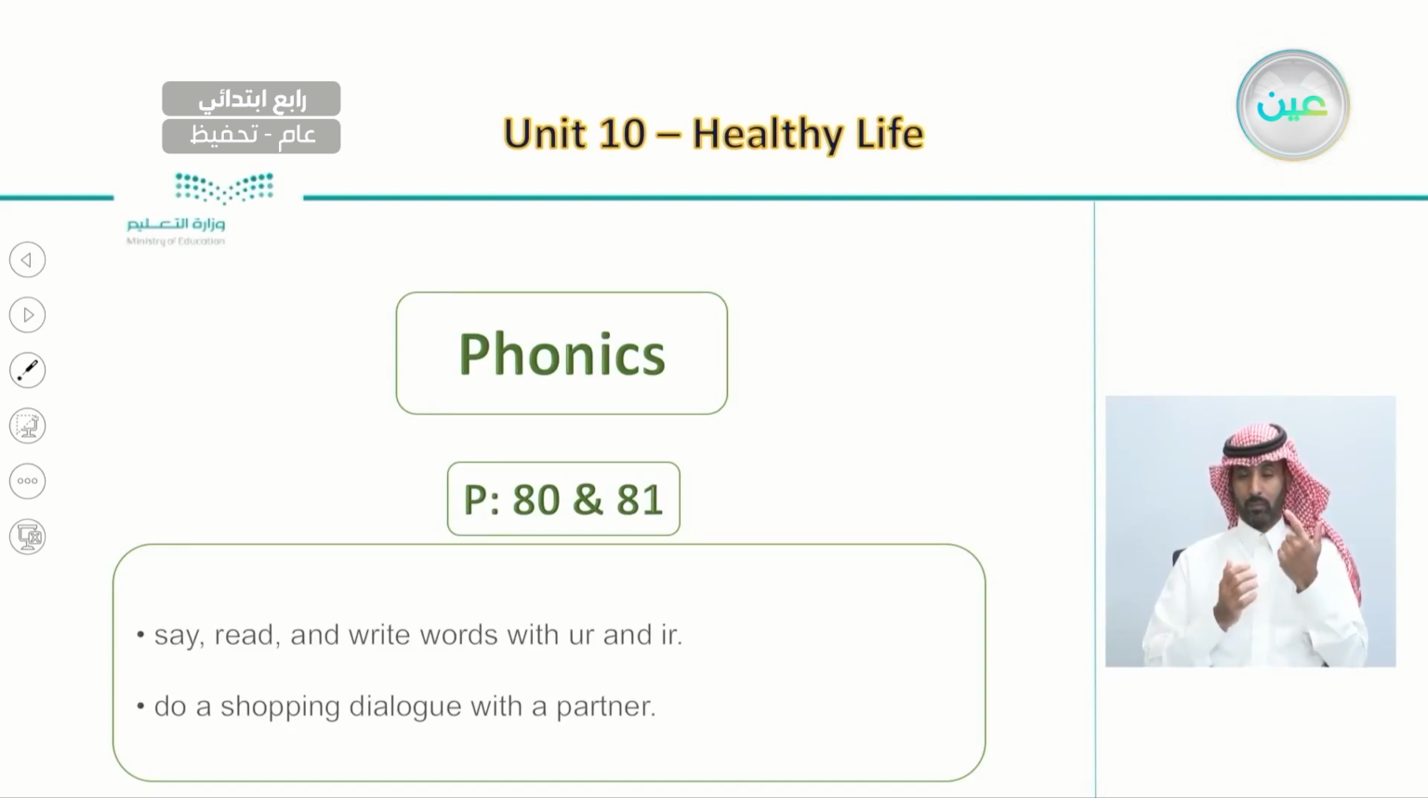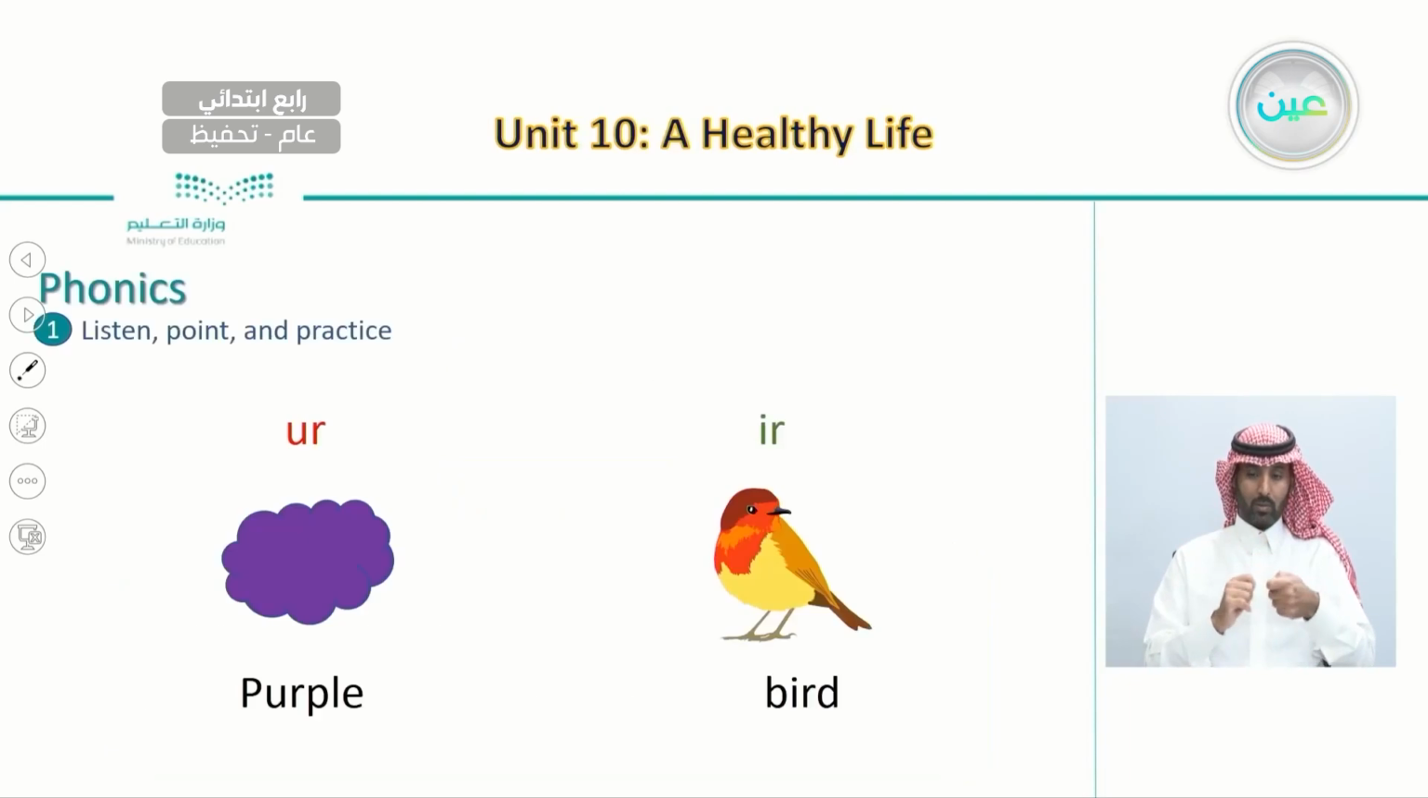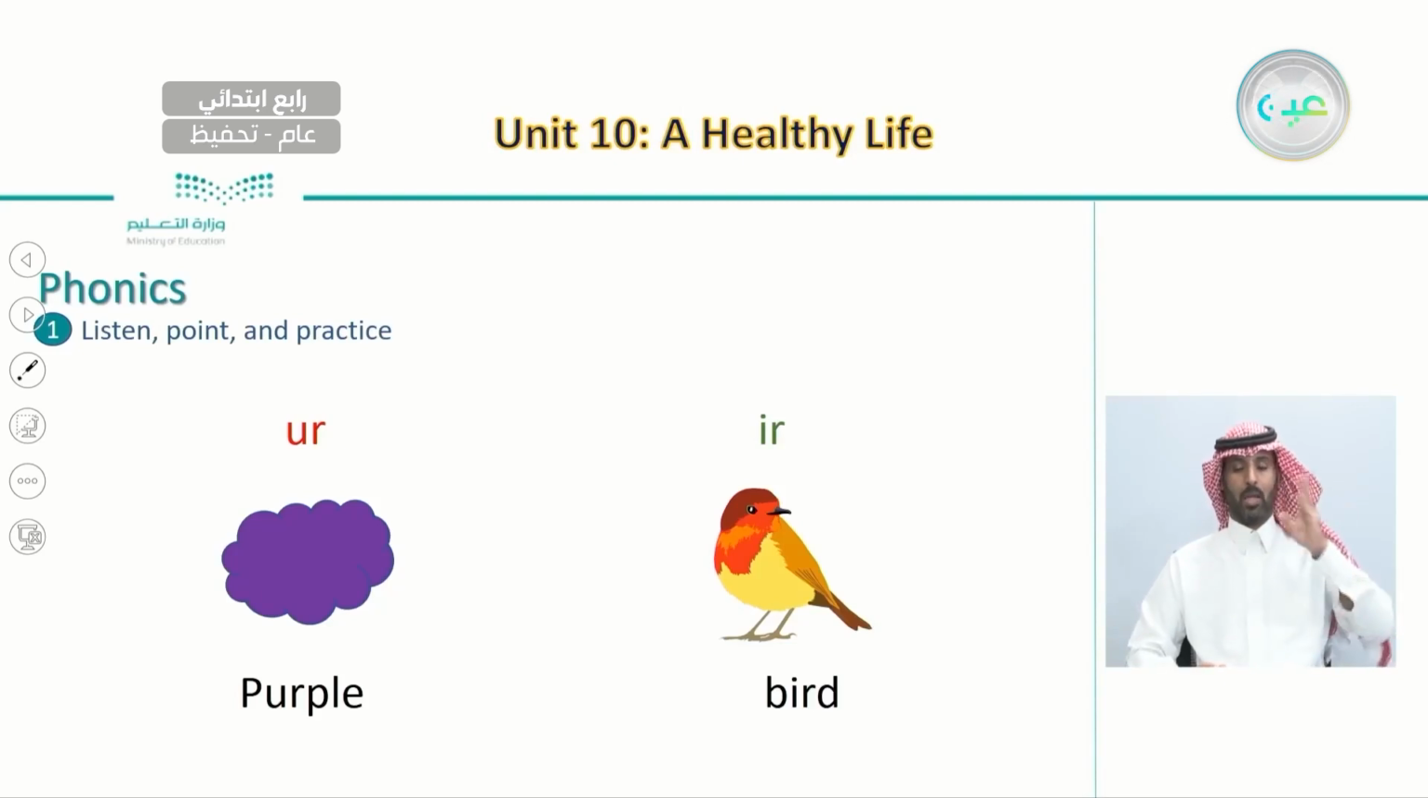And after this, we had the phonics lesson on pages 80 and 81. Our goals here in phonics are to say, read and write words with UR and IR sounds, and also to do a shopping dialogue with a partner. So the first lesson we have is how to practice words with UR and IR. For example, words with UR like purple and words with IR like bird.